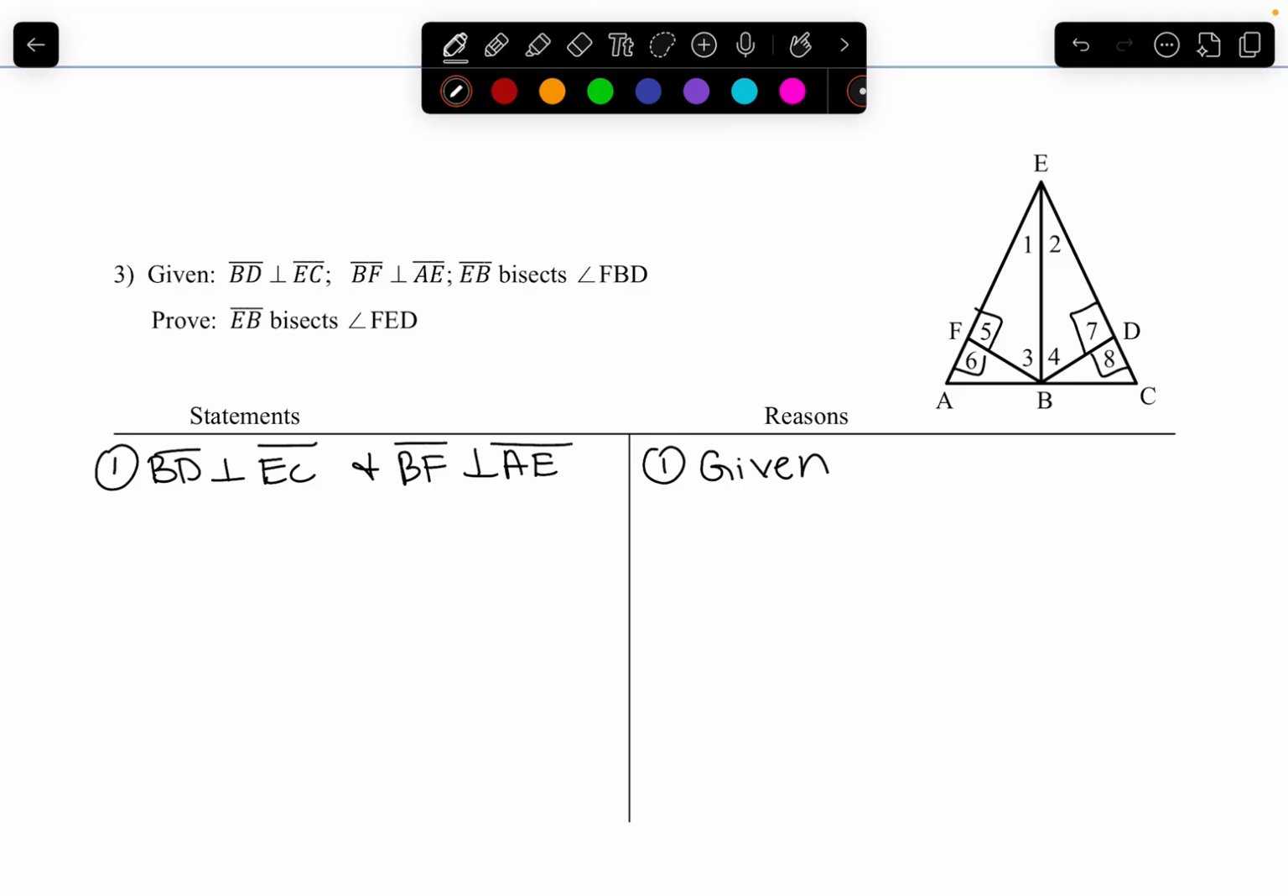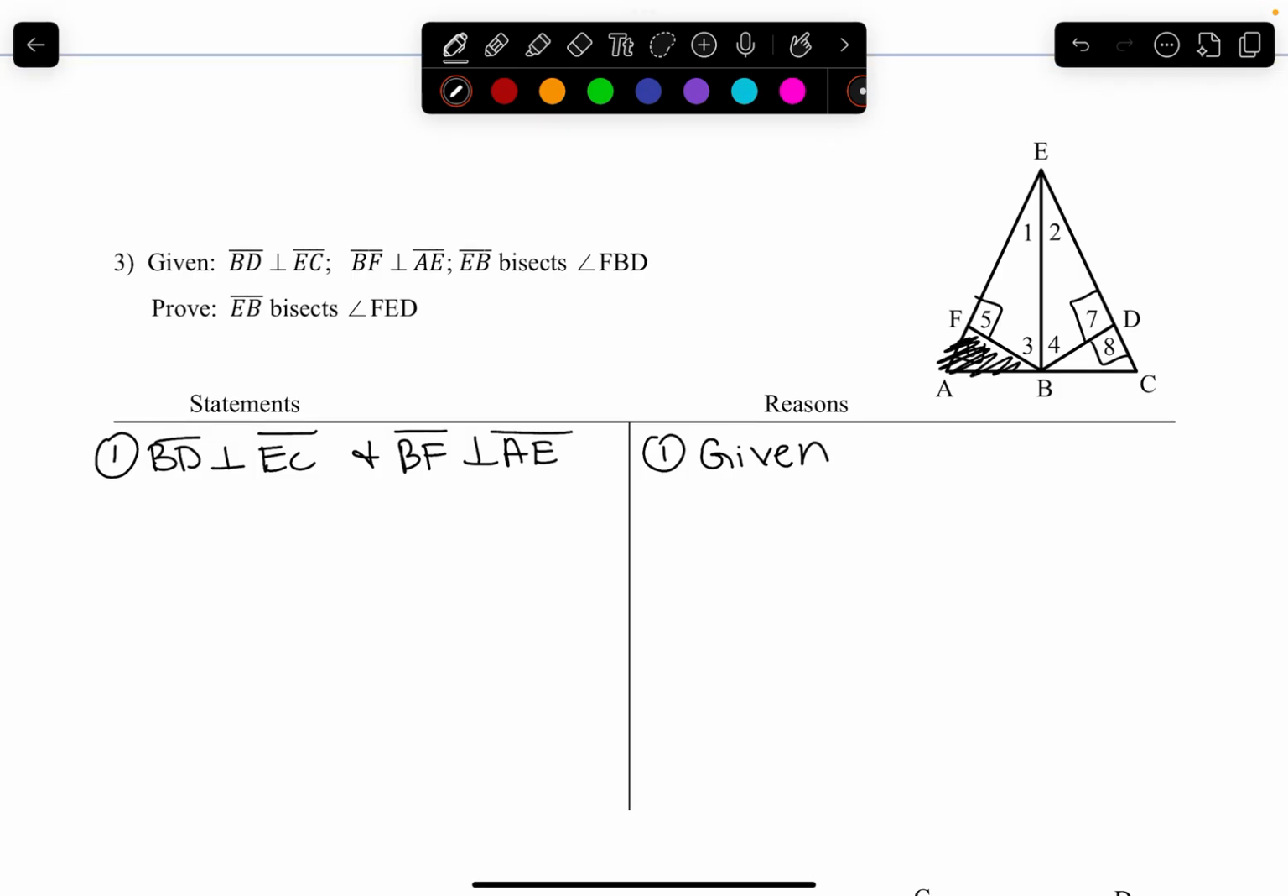Now, looking at this picture, that's a lot of information that I need to be writing down, but I don't need all of this information. FBD. I'm pretty sure I don't need this triangle down here and this triangle down here. So I'm not going to include any information about angle 6 and angle 8. So step 2, I need to write down that angle 5 and angle 7 are right angles. My reason would be that's the definition of perpendicular.